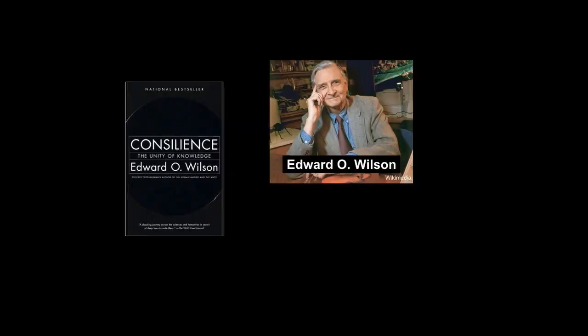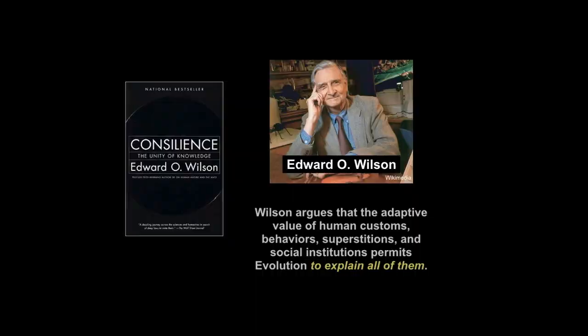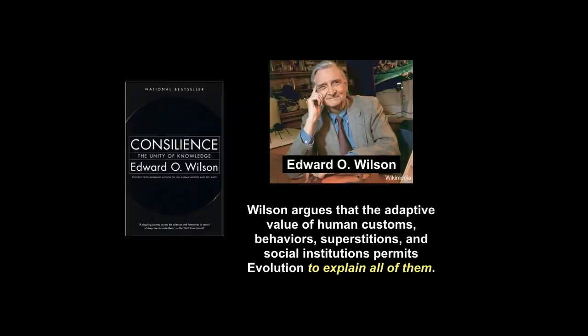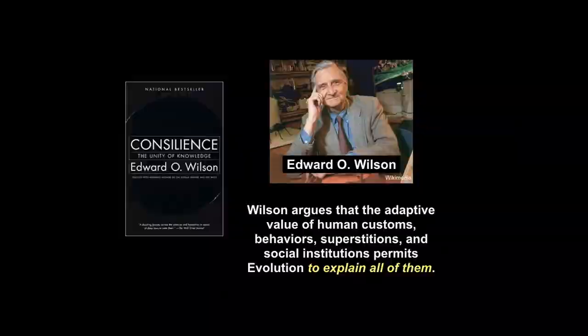So in other words, evolution is going to explain your taste in music, your taste in art, social structures, everything else. The great evolutionary biologist E.O. Wilson has argued exactly the same thing in his book Consilience. And he argues that the adaptive values of humans' customs, behaviors, and institutions permits evolution to explain all of them. And one of the things that he wrote is that the human mind evolved to believe in gods, but it did not evolve to believe in biology.